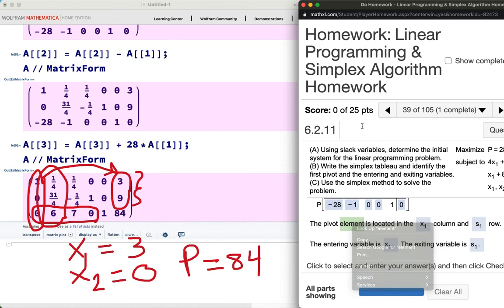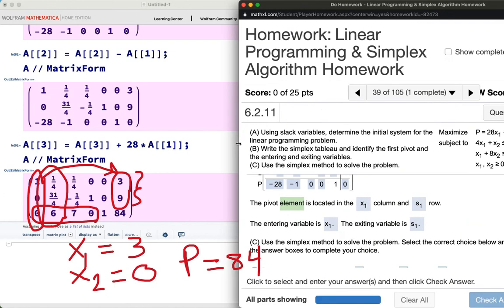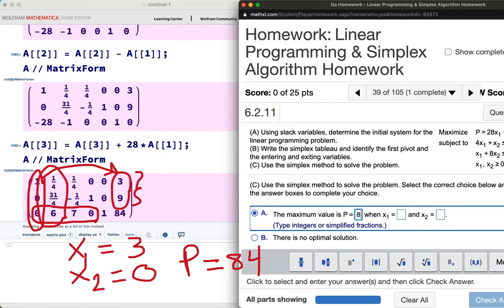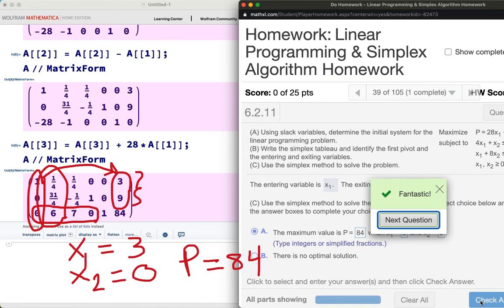So, 1 second. Okay, so the maximum value is P is 84 when x1 is equal to 3 and x2 is equal to 0. Check answer. Okay, that should be correct. And see, that wasn't even that difficult.